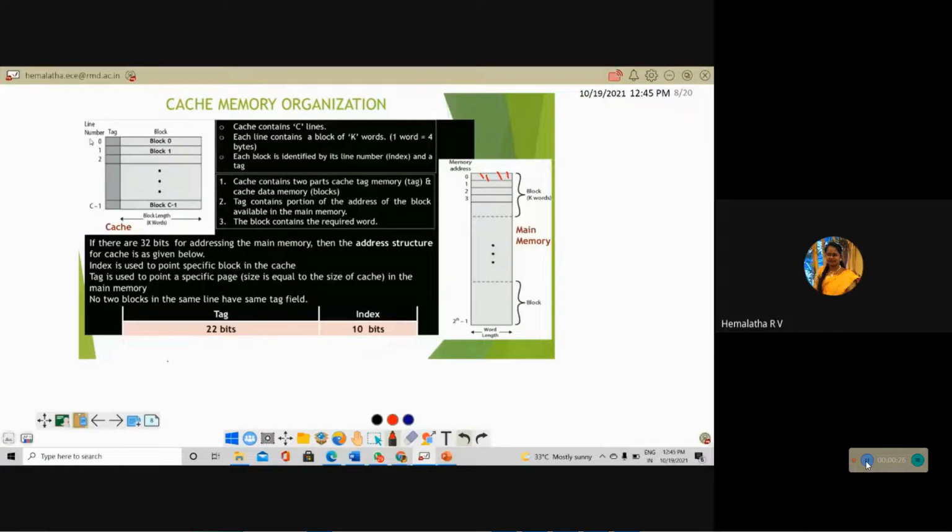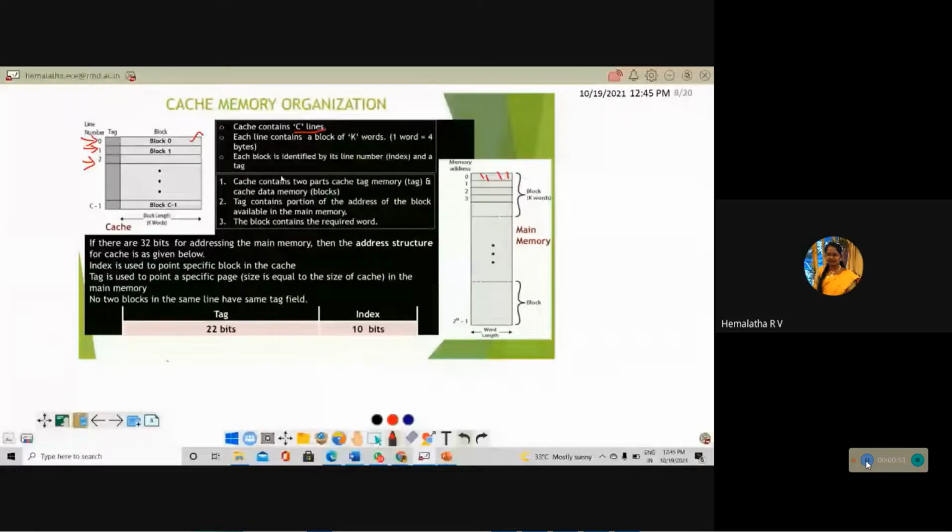You can see that this cache is going to consist of C lines. Each line is going to consist of a block of k words, because each block, as I told you, is going to contain k words. So one word will be equal to 4 bytes.